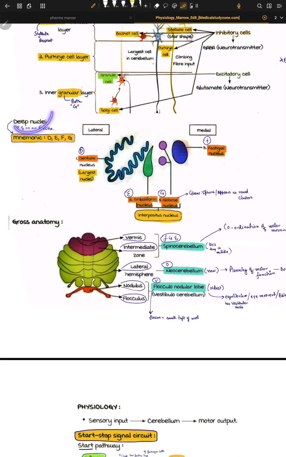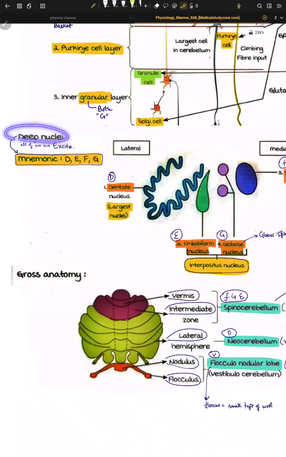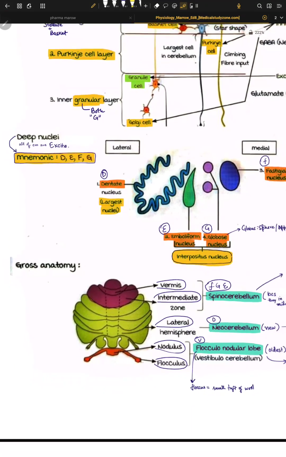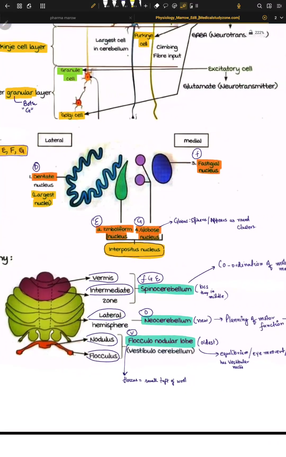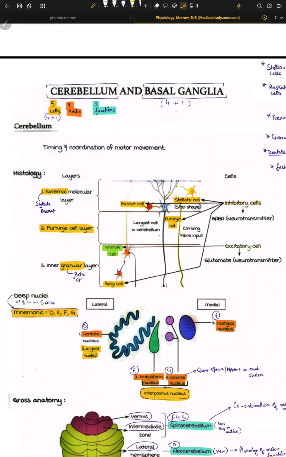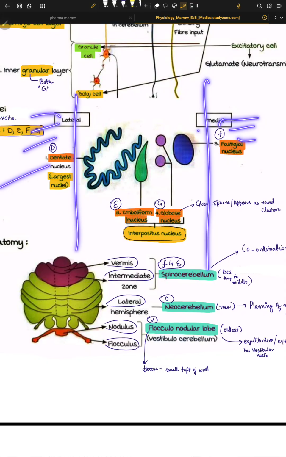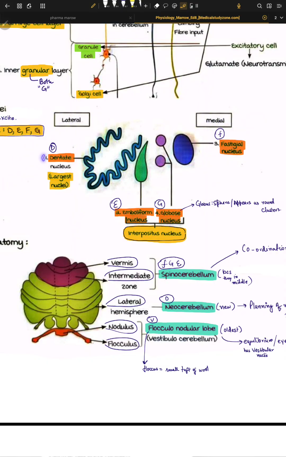Okay. Let's go into deep nuclei. Well, deep nuclei means they are deeply embedded inside these layers, and all of them are excitatory, of course. We have how many types? We have 4 types of nuclei: dentate, emboliform, globose nucleus, and fastigial nucleus. Okay, so this is the medial side, this is the lateral side. On the lateral side we have something called dentate.